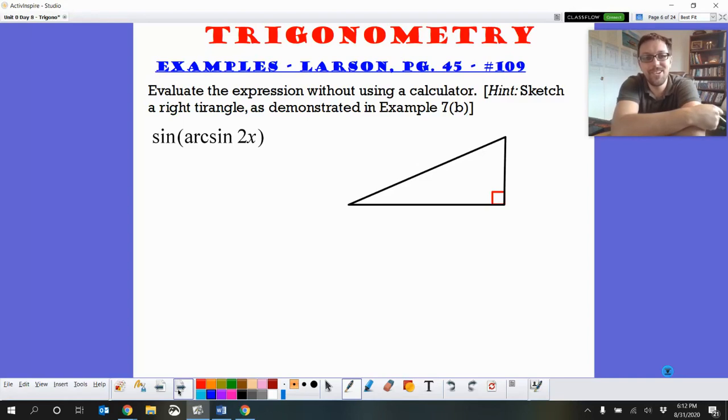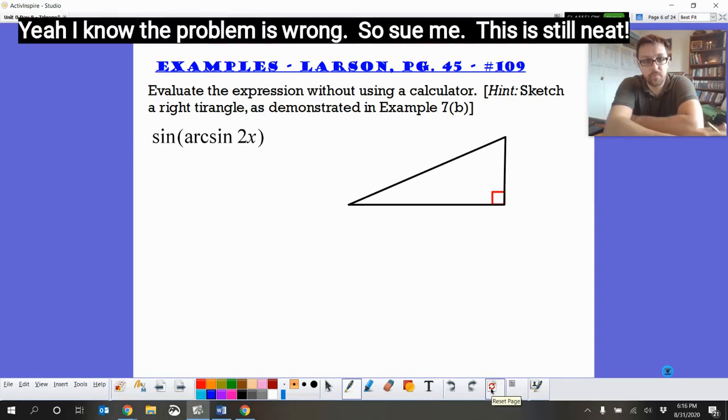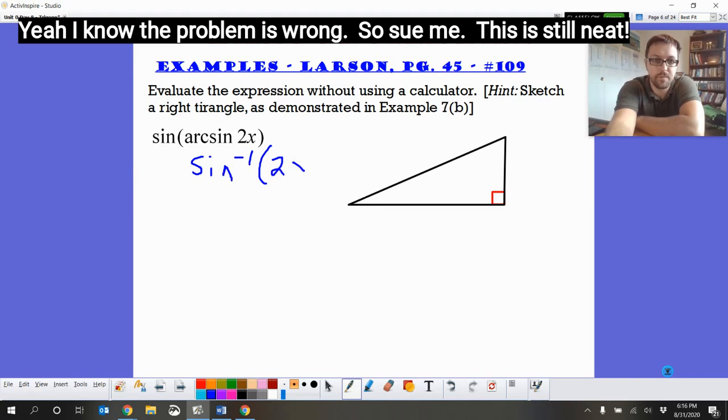So if we wanted to evaluate this thing, we've got arc sine of 2x, and we want to figure out the sine of x. We're going to sketch this right triangle, and then we're going to try to figure out what all of this stuff turns out to be. So arc sine was not something that we actually talked about. Well, we talked about it, but we didn't really necessarily write it. Arc sine is actually talking about sine to the negative 1. We usually called it inverse sine instead of arc sine, 2x.